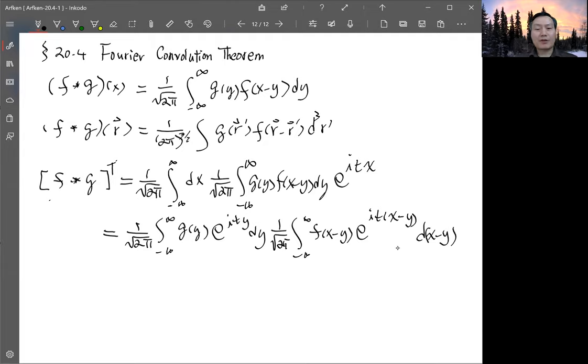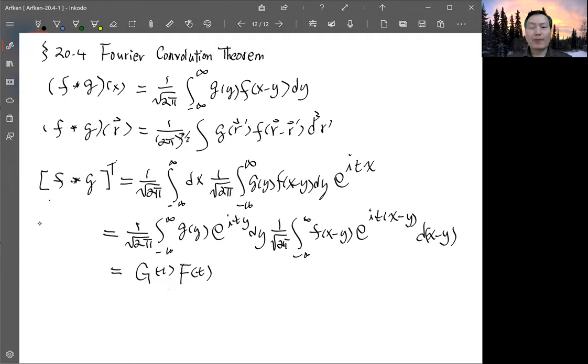Now we can identify the first one as the Fourier transform of the little g function, which we define as capital G(t), and the second one is the Fourier transform of the f function, capital F(t). This is kind of the motivation why you define a convolution this way, because once you define a convolution this way, the Fourier transform of a convolution is just the product of the Fourier transforms of the two functions. So that's kind of simple.